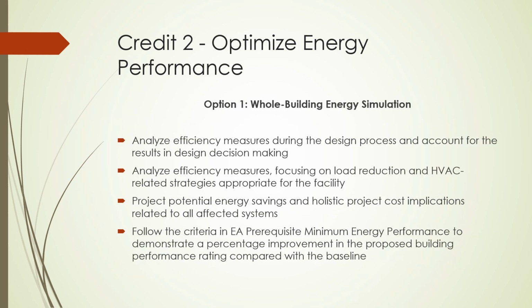For option 1, you need to analyze the efficiency measures during the design process and ensure that they go along in the decision-making process, and then you need to focus on load reduction and HVAC system strategies. The potential energy savings and project cost implications that relate to any and all affected systems need to be found. And of course, the prerequisite option 1 needs to be followed so that a percentage reduction in energy use or that percentage increase in the building performance can be found when compared to the baseline model.